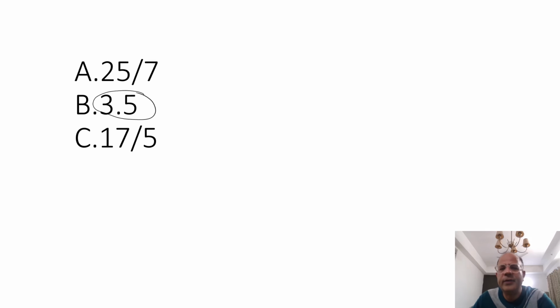And I need to figure out the other two and arrange them in an ascending or a descending order. Or let's take an example. I still want to arrange them in an ascending order. So let's look over here. What is 25 by 7?